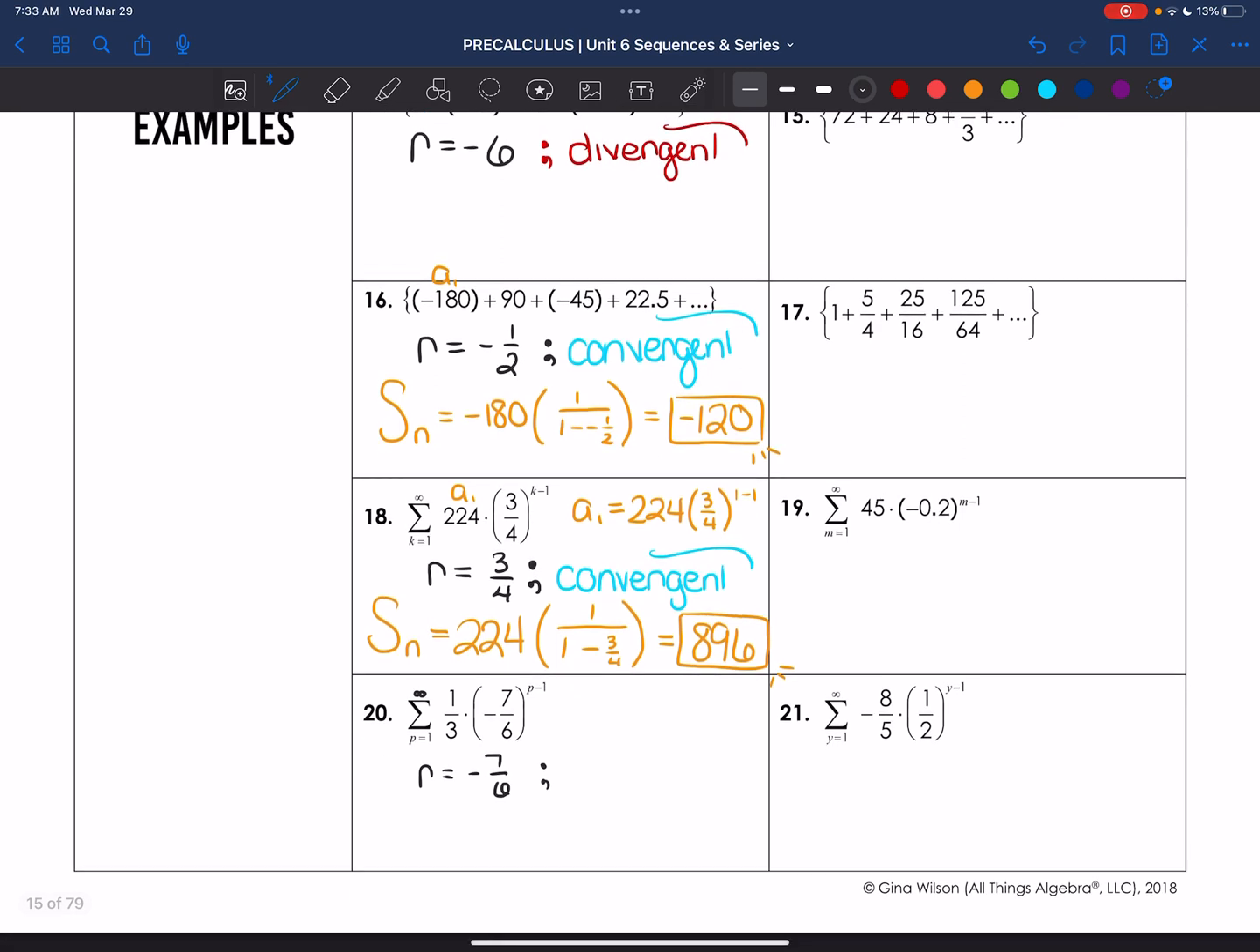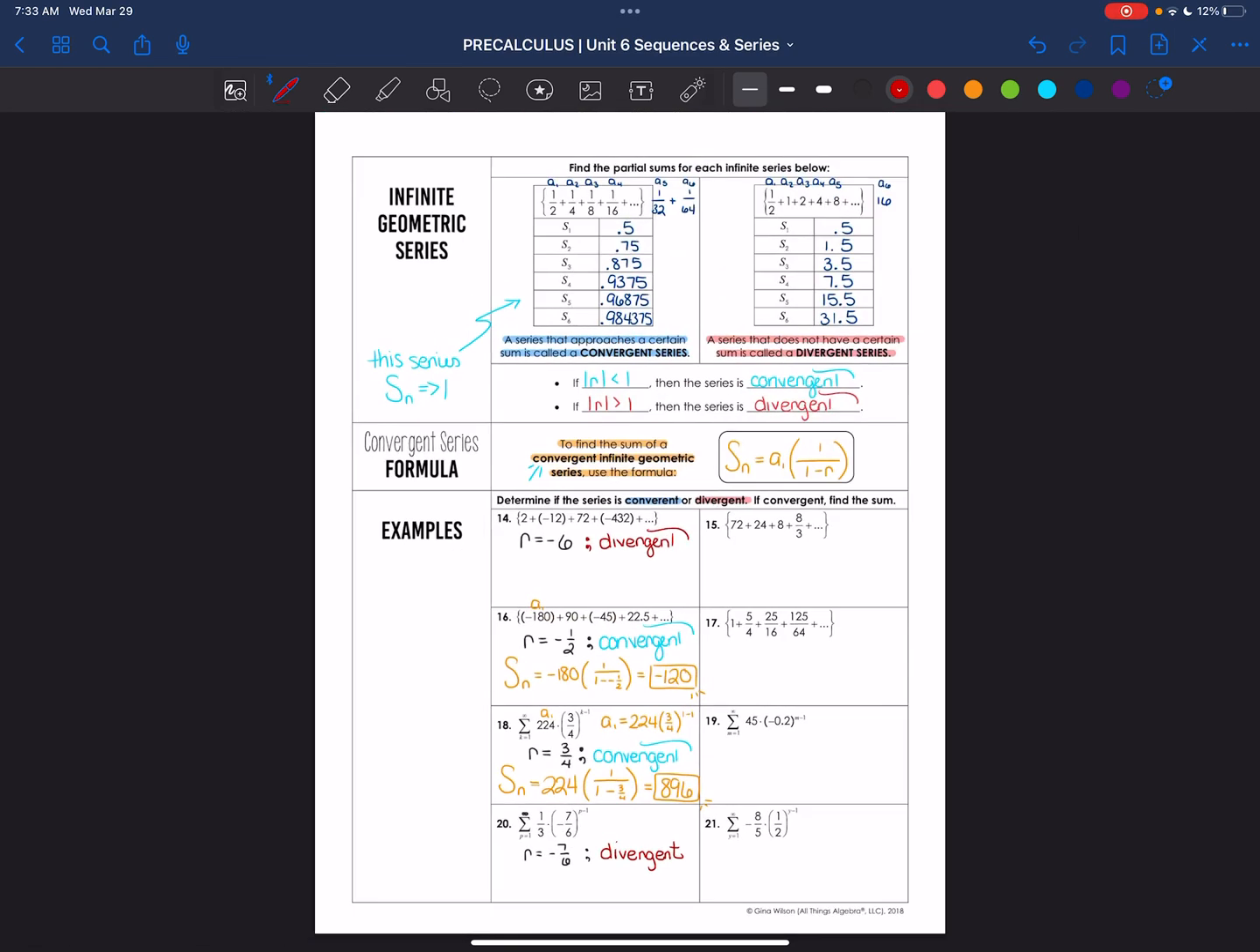Now, just because it was a fraction doesn't mean that that fraction is actually less than 1. The absolute value of -7/6 is actually greater than 1, and therefore this is a divergent series. If you went in your calculator and typed that in so that you saw it as a decimal, you would see that 7/6 is greater than 1 by just a little bit. And so this is divergent, and we cannot find that infinite sum. It is not possible.